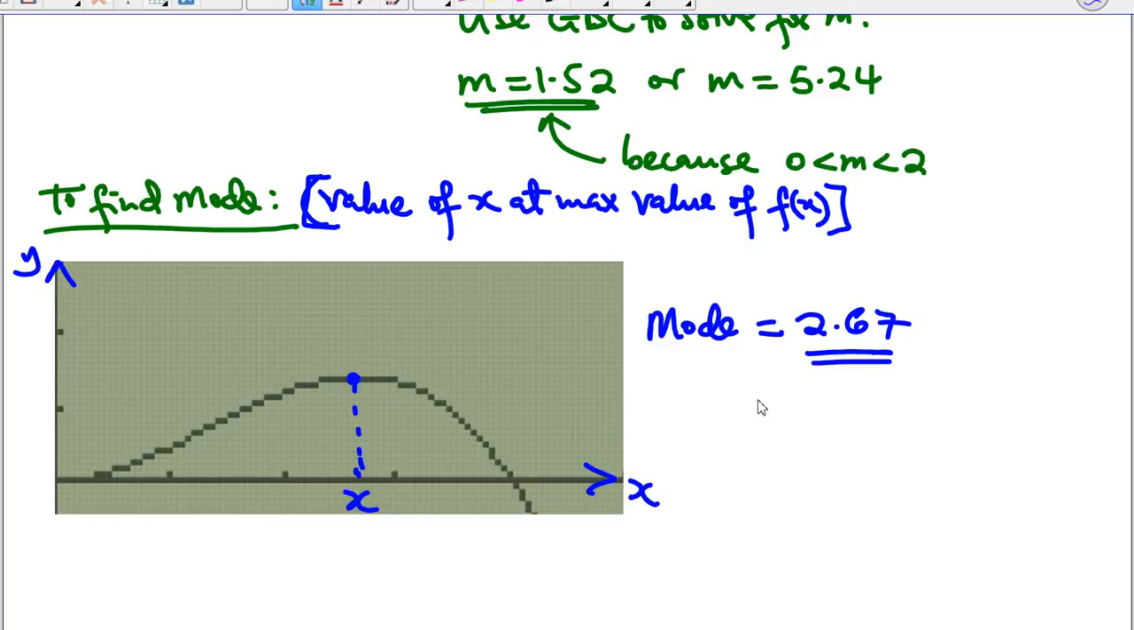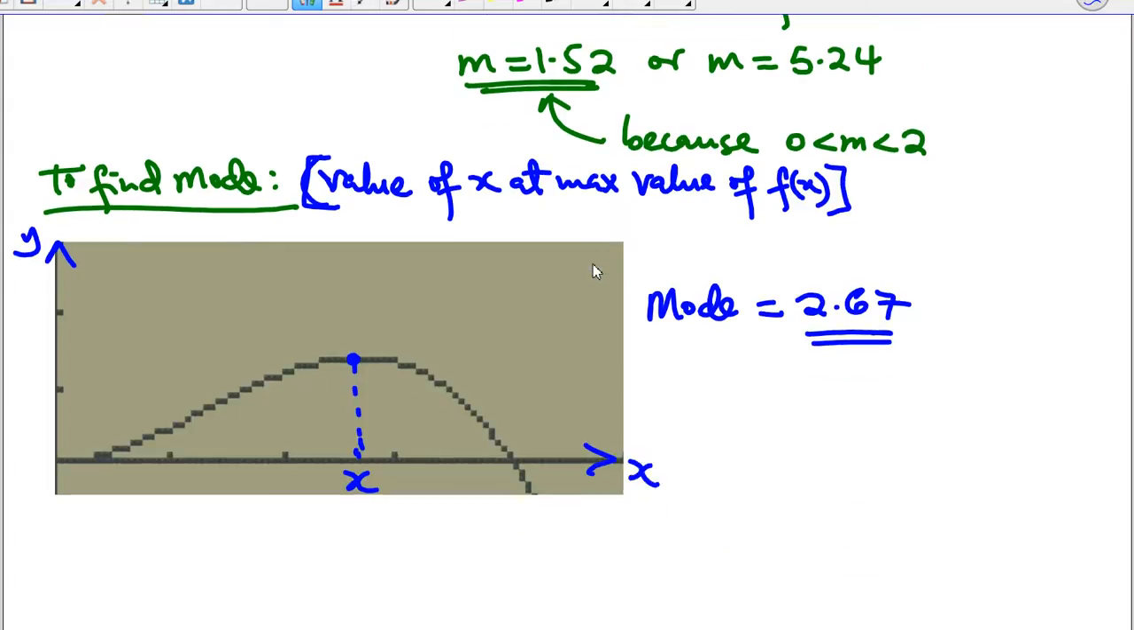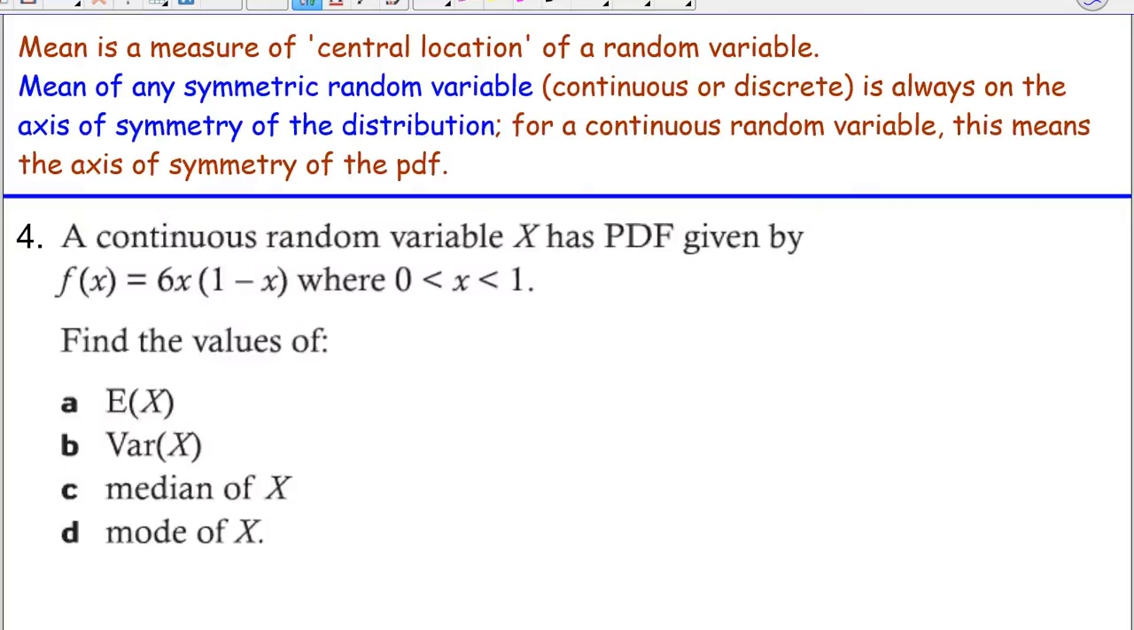All right, so that's the process of how to find the median and the mode in a question like this. I'm gonna move on to other things. So the mean is the measure of central location of a random variable. And if you have a continuous random variable probability distribution function that's symmetrical, then basically the mean will be the axis of symmetry of that function. And I'll explain this in this question here.